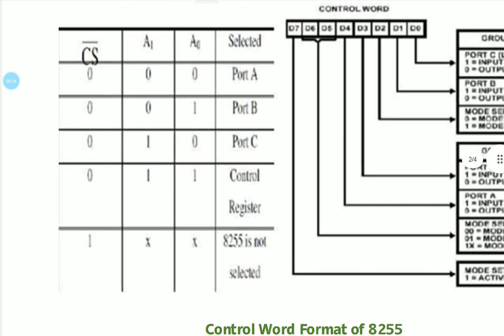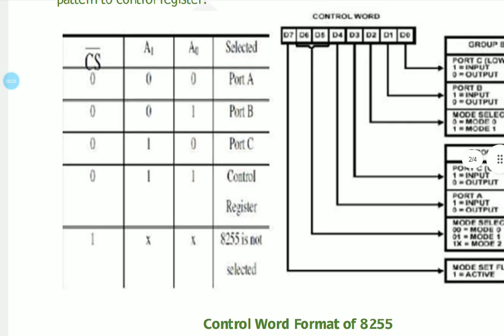And also we are going to see A1, A0 and CS. A1 and A0 are connected to the address lines of your processor along with CS. CS bar is nothing but your chip select. Whenever CS is active low, or equal to 0, 8255 will be selected for the operation.